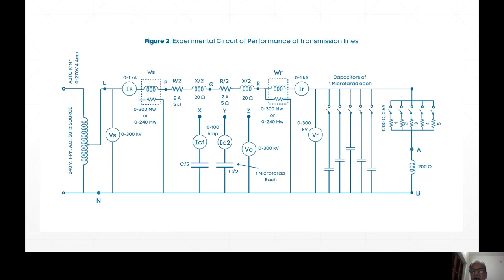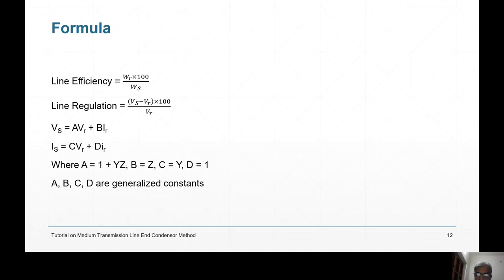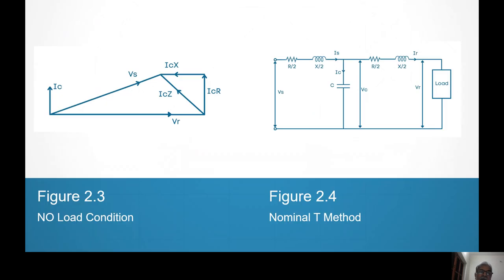Right? The capacitors near the receiving end are for improving the power factor. They are deliberate capacitors. So they are not the inherent capacitors. And with the load, we are connecting an inductor to see the effect of inductor on the performance of the transmission line. So for this circuit, we will go on taking readings. What readings we will take?